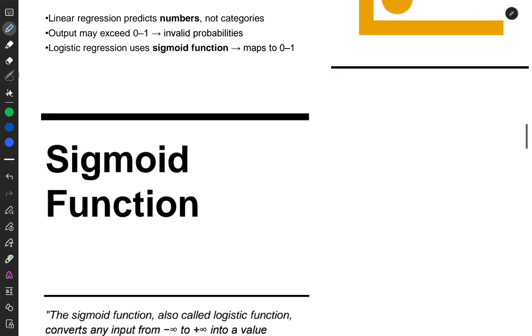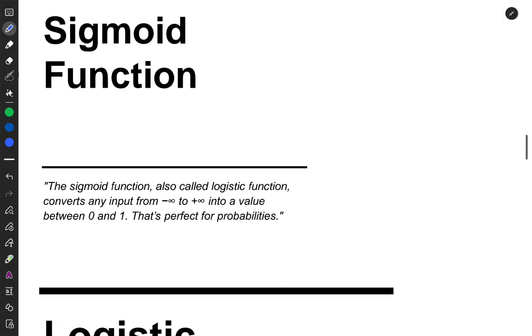Now, what is the sigmoid function? I have written the definition. The sigmoid function, also called the logistic function, converts any output from negative infinity to positive infinity into a value. Converting any value to probability. This is the task. This is what the sigmoid function will do.